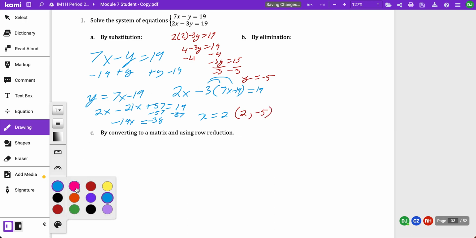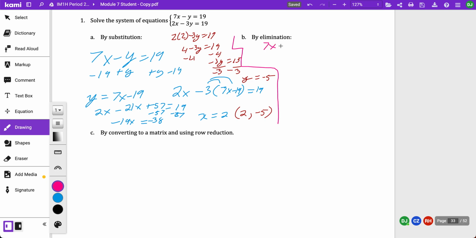So we just solved it with substitution. We can also do it with elimination, which is always my favorite. Once again, I have 7x minus y is equal to 19, and then 2x minus 3y is equal to 19. The first thing I'm going to want to do is multiply the first equation by negative 3. This gives me negative 21x plus 3y equals negative 57. So when I add these, the y's cancel, and I'm left with negative 19x equal to negative 38.